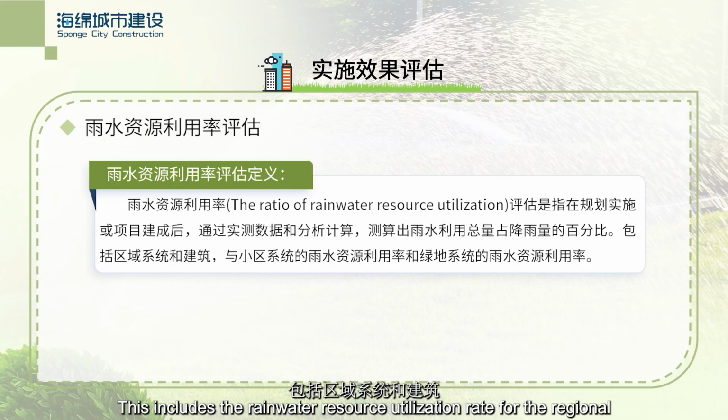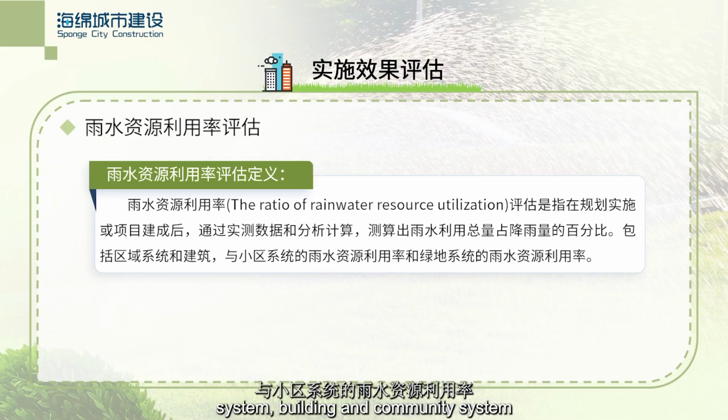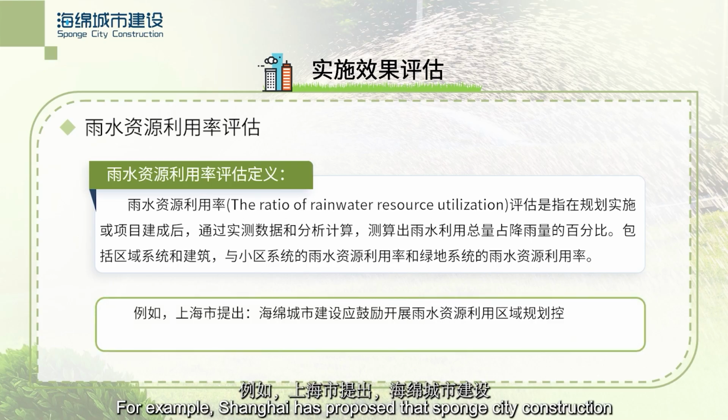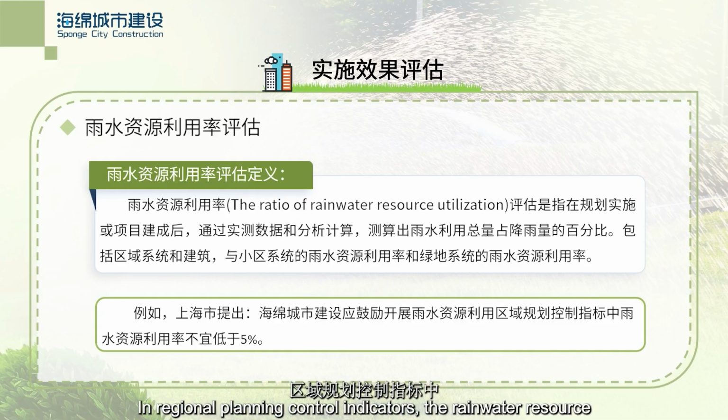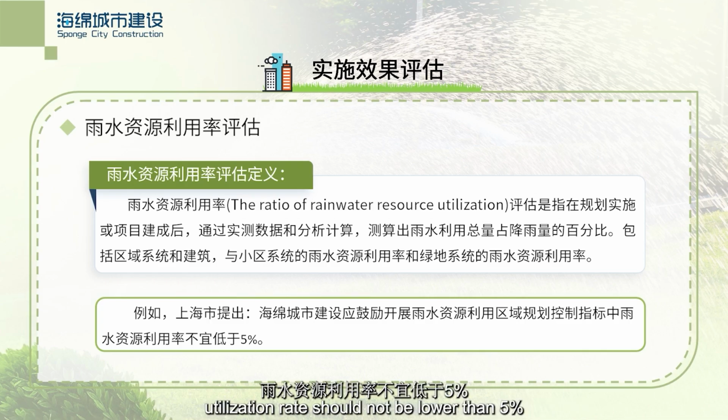This includes the rainwater resource utilization rate for the regional system, building and community system, and the green space system. For example, Shanghai had proposed that sponge city construction should encourage the development of rainwater utilization rates. In regional planning control indicators, the rainwater resource utilization rate should not be lower than 5%.